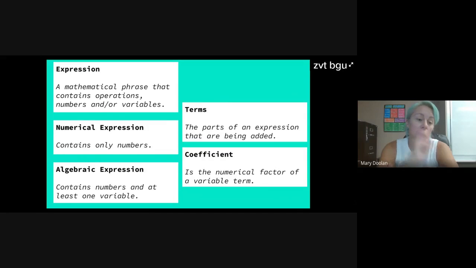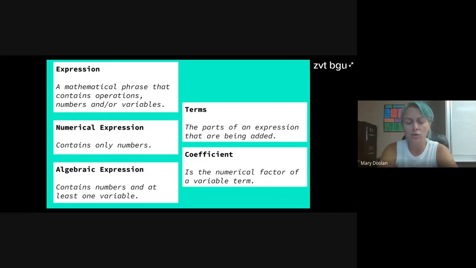But there's two types of expressions. So you can have a numerical expression, which is only numbers, or you can have an algebraic expression, which is a combination of numbers and at least one variable. Remember, variables are the letters that represent an unknown amount. And so terms in an expression are the pieces that are being added together. So like if you had 3x plus 5, that would be two terms. 3x is a term, 5 is a term. And coefficient is the numerical factor of a variable term. So if you had 3x, the number part of that term, the 3, is the coefficient.